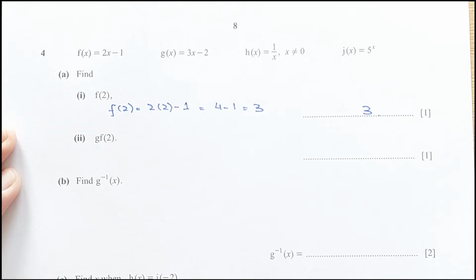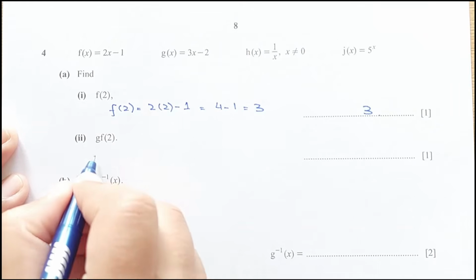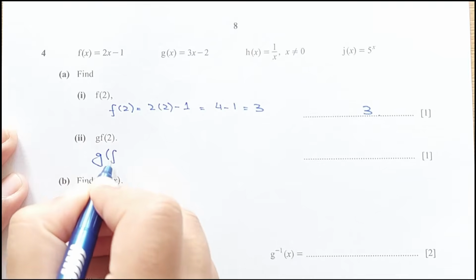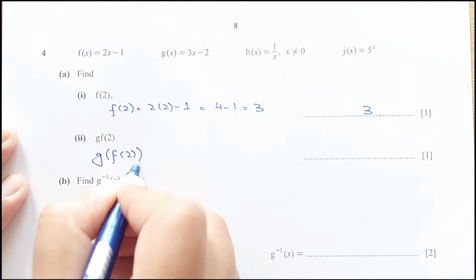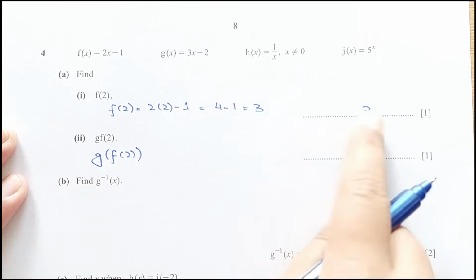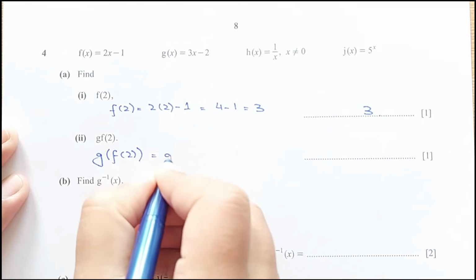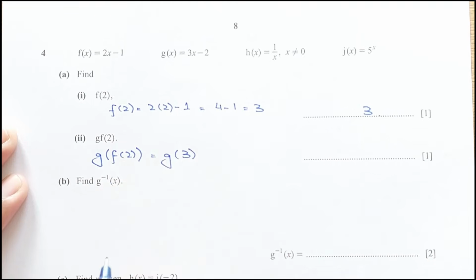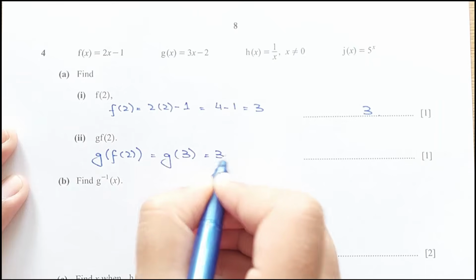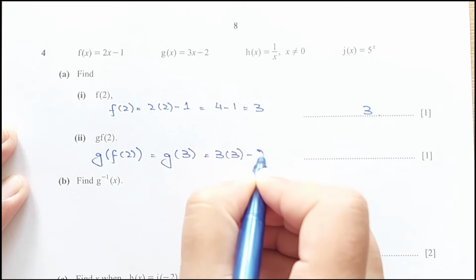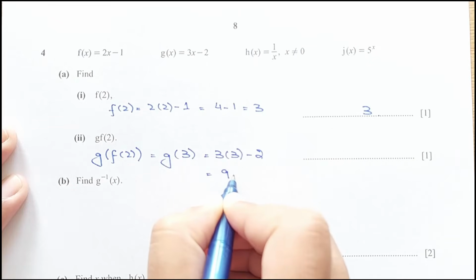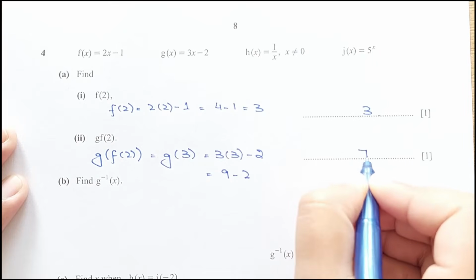Now for the second part, we need to find g composition f of 2. Just use this f of 2, that is 3. So that is g of 3. What is g of 3? We have 3 times 3 minus 2. 3 times 3 is equal to 9, and 9 take away 2 is equal to 7.